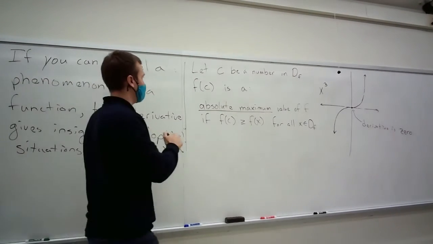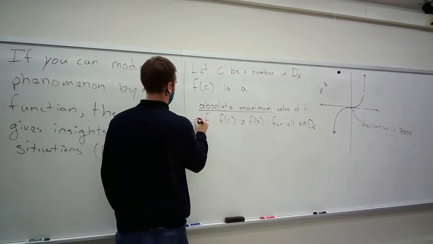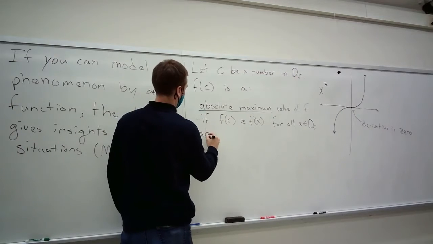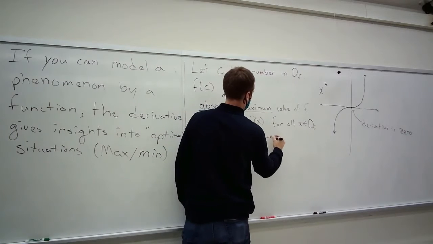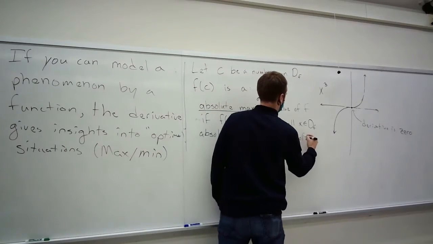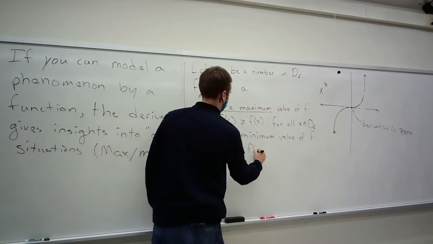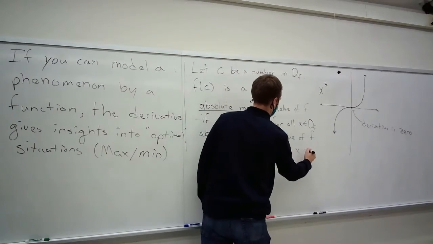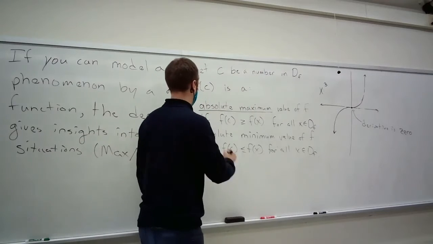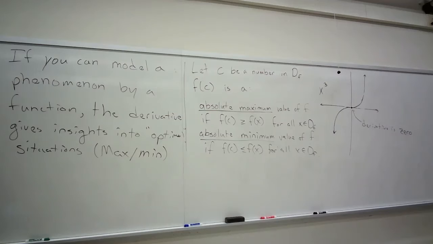My preference would be to continue using global, but that's not what Stuart prefers. And we call it the absolute minimum value of our function if f of c is less than or equal to f of x for all other x in our domain. So if you think about the pictures that I drew, the ideas that I just talked about, I've been talking about globals here, absolute.